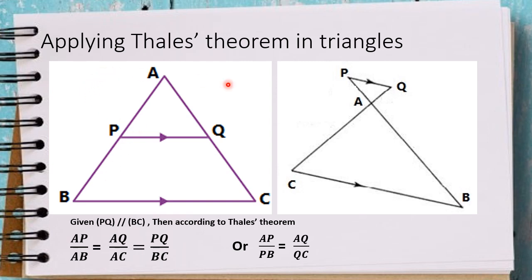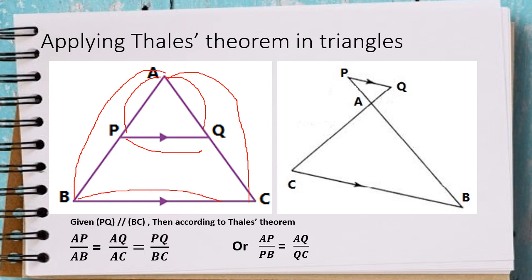Next, applying Thales theorem in triangles, but first you should make sure that you have two parallel lines. So given PQ is parallel to BC. If we do not have this given, then we cannot apply Thales. Thales applies whenever we have two parallel lines. So if PQ and BC are parallel, then according to Thales theorem, we have AP over AB. Let's say it on the figure. AP over AB, and respecting the ratio on the other side, we will say AQ over AC, the small section over the big section, equals PQ over BC.